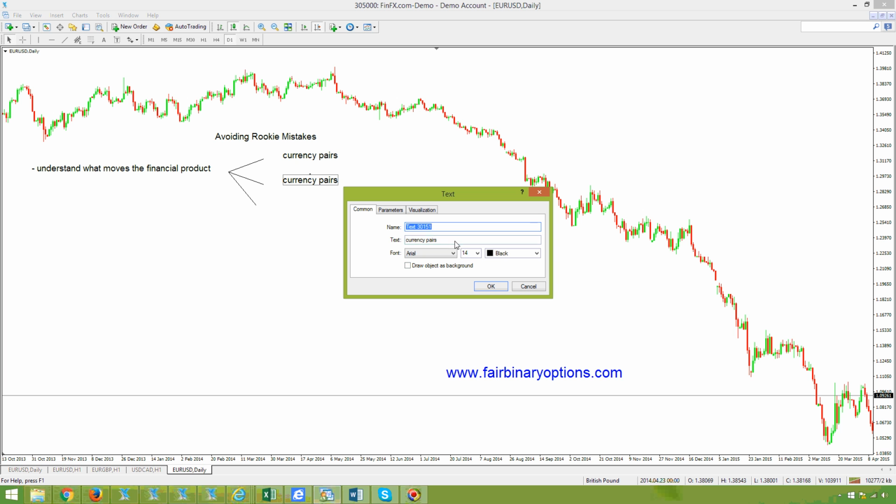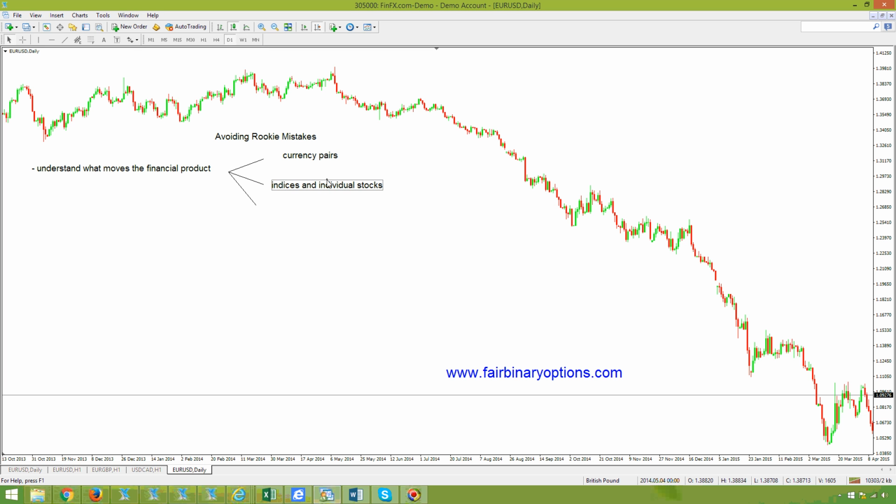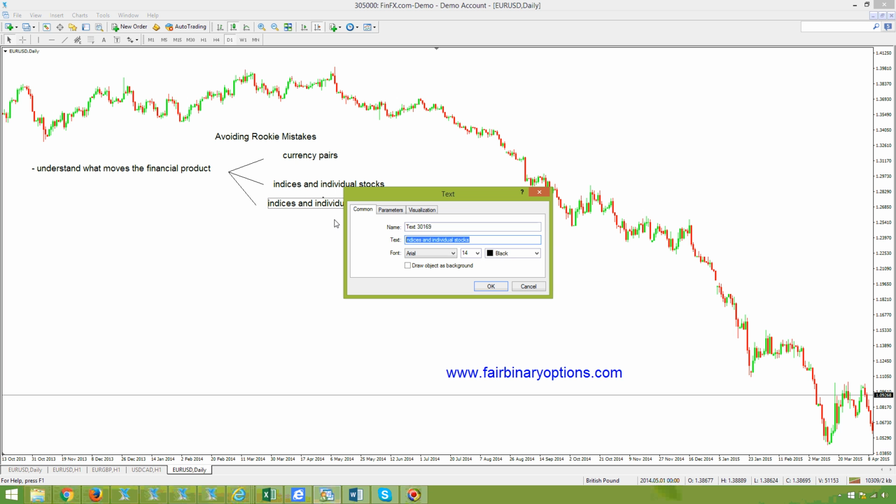Then stock indices, or let's say indices and individual stocks. And of course, last but not least, we are talking about commodities like oil, gold and other commodities that are being offered. Now, these are the three main groups offered for binary options trading.